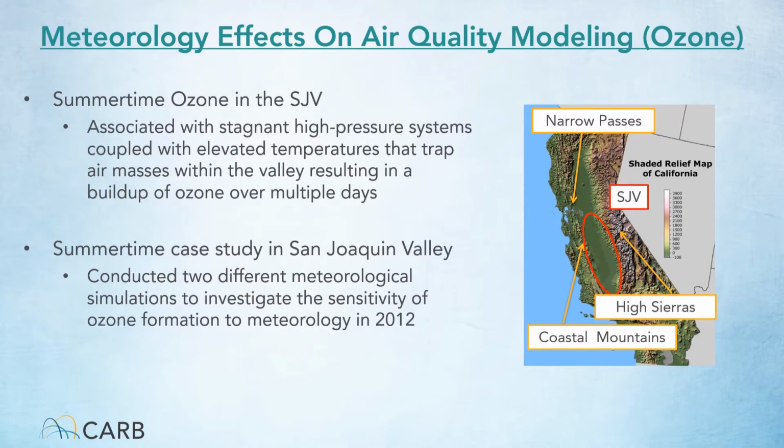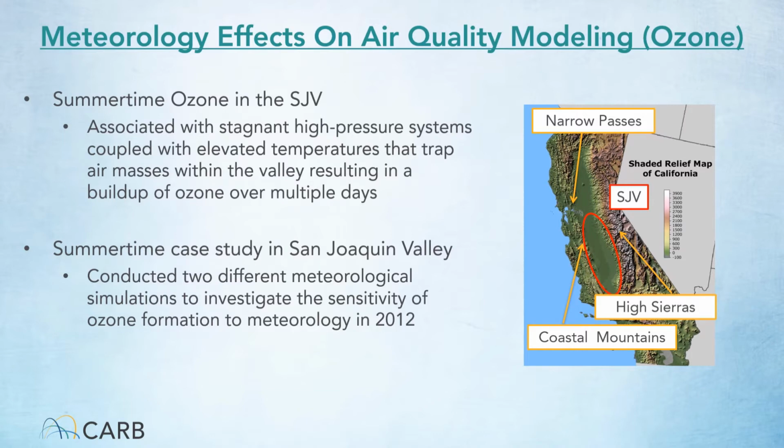Summertime ozone in San Joaquin Valley is a big concern for us. But before we talk about more, let's look at the complex geography of California. If you look at the figure, you will see that along the coast we have coastal mountains, and towards Nevada, on the eastern part of California, we have the high Sierras, and in between, sandwiched, the San Joaquin Valley as well as the northern Sacramento Valley.